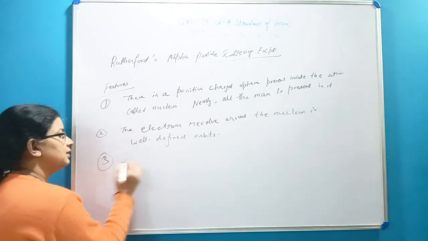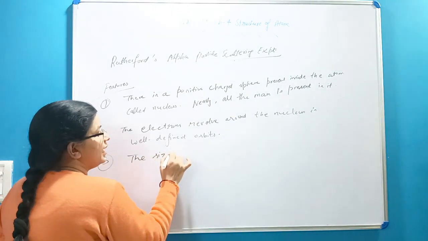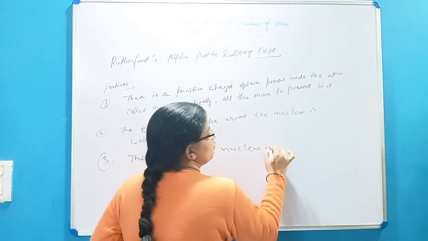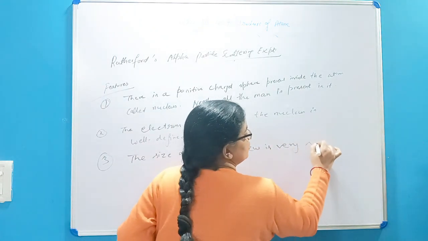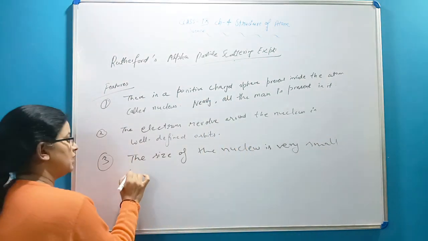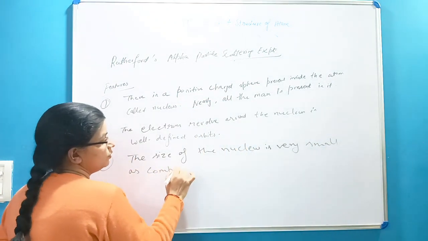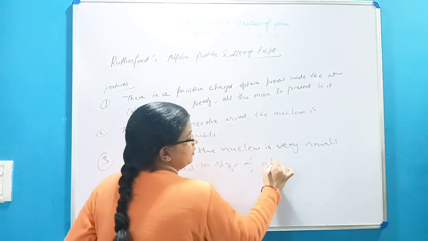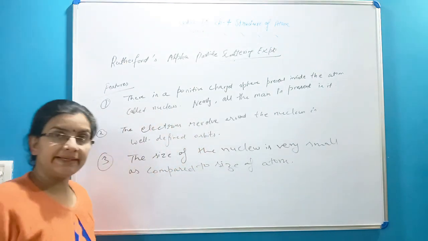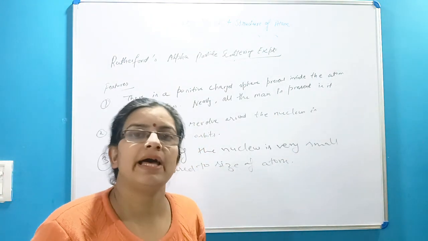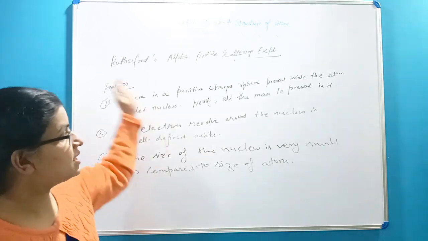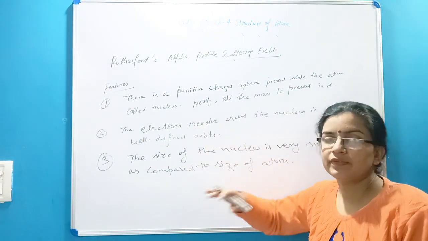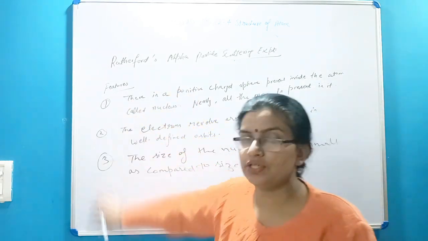And the third thing, the size. The size of the nucleus is very small as compared to the size of the atom. So with respect to the size of the atom, the size of the nucleus is very, very small. So these were the features of the Rutherford nuclear model, which Rutherford gave after giving the conclusions.